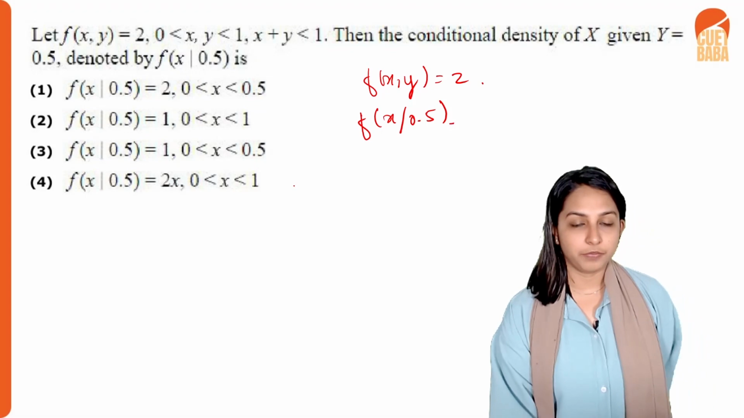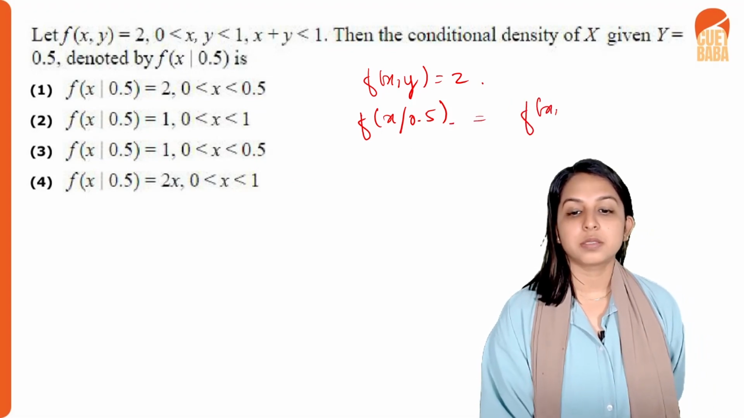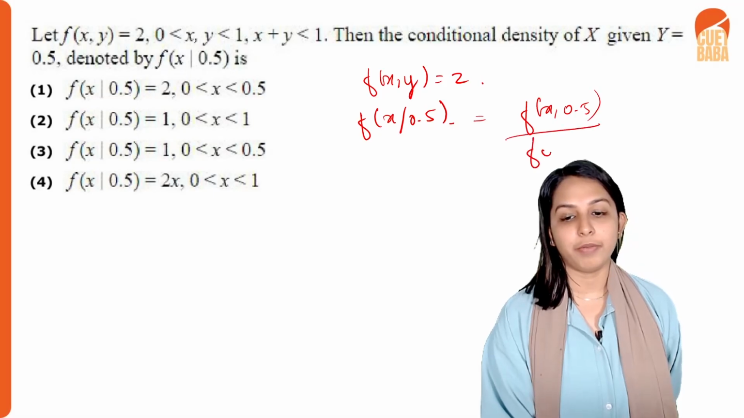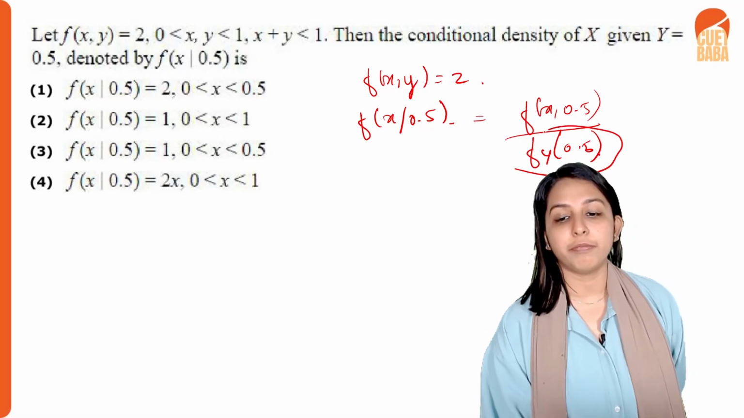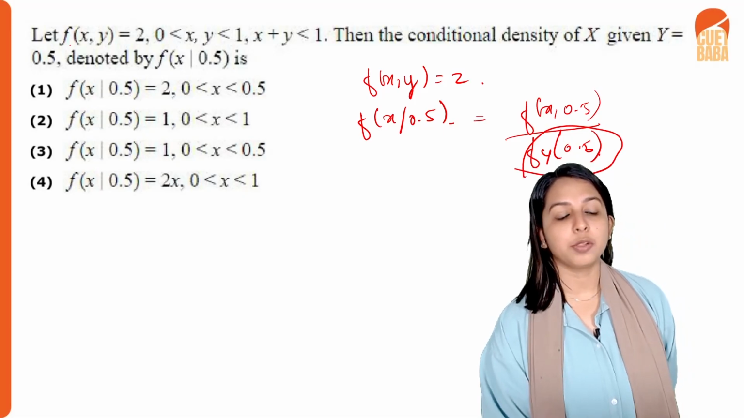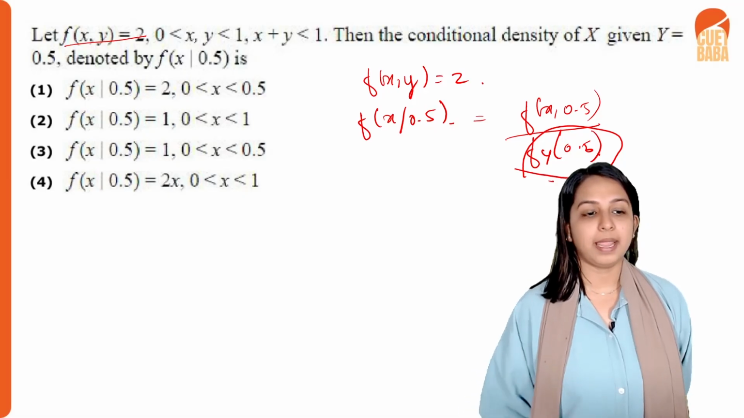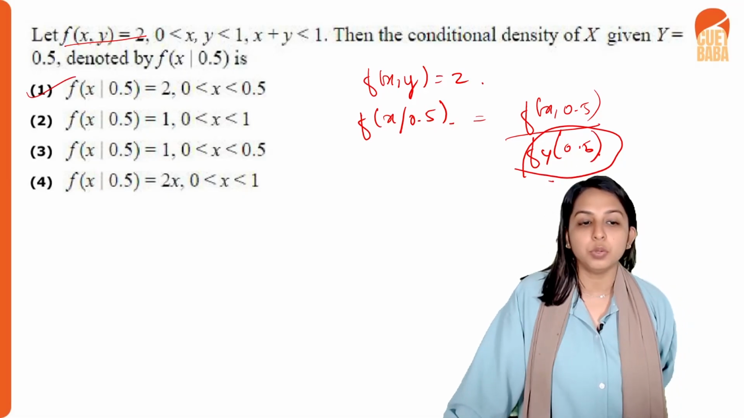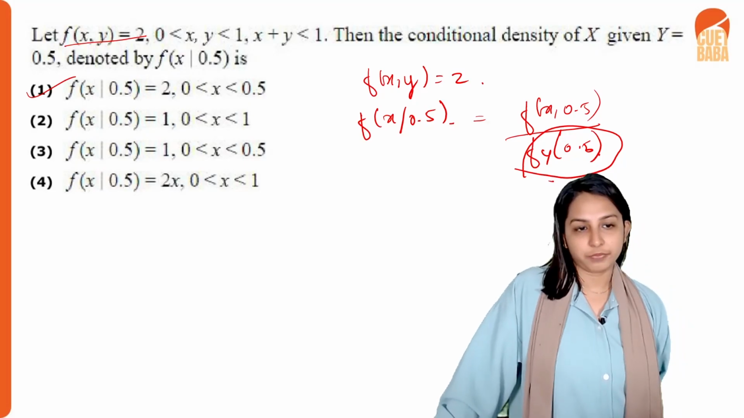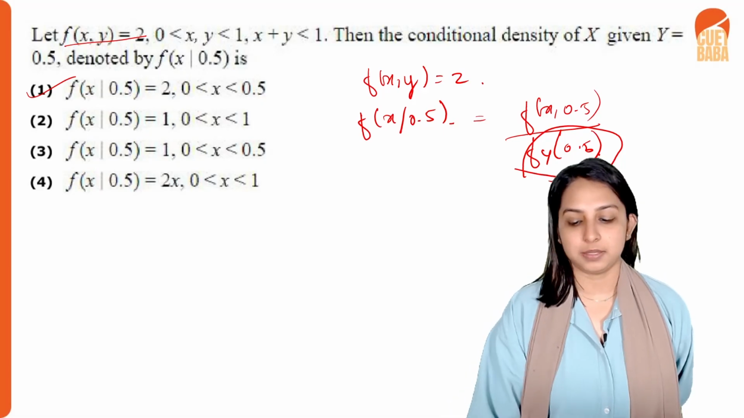So we know that f of x given 0.5 is equal to f of x comma 0.5 divided by f_y of 0.5. In this equation, we can find f_y of 0.5 by integrating f of x,y, which is equal to 2, and we will get the answer. The final answer will be f of x given 0.5 equal to 2 for the range of x from 0 to 0.5. That is, option 1 will be the right answer.